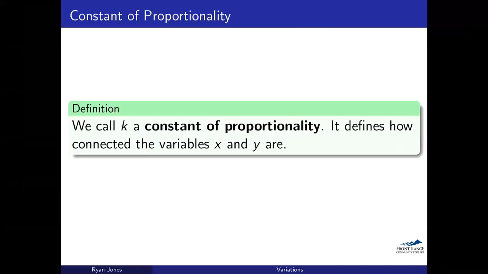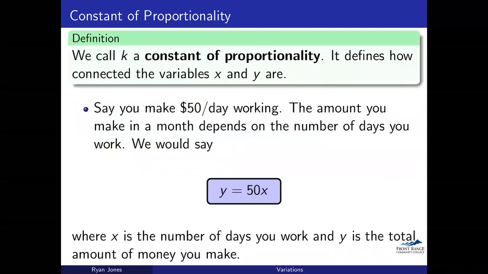Just as I've said before, we use k as a letter to denote a constant, but we actually have a special term for k. We call it a constant of proportionality. It defines how connected the variables x and y are, and when I say how connected, I just mean how strongly connected they are. So let's use some direct variation and put this in a word problem. Let's say that you make $50 every day when you work. The amount that you make in a month depends on the number of days that you work.